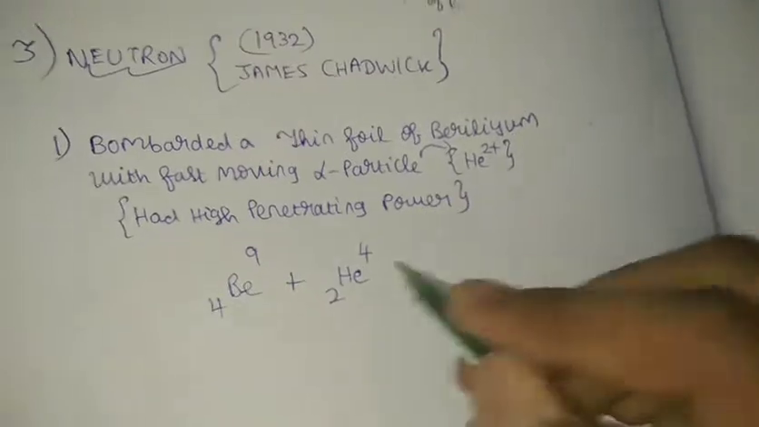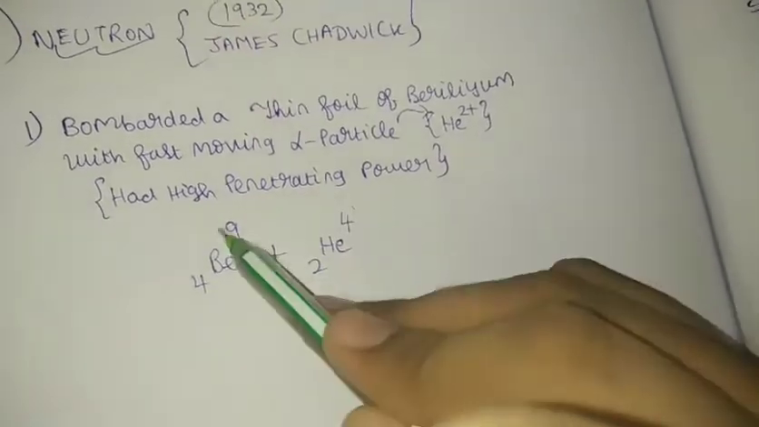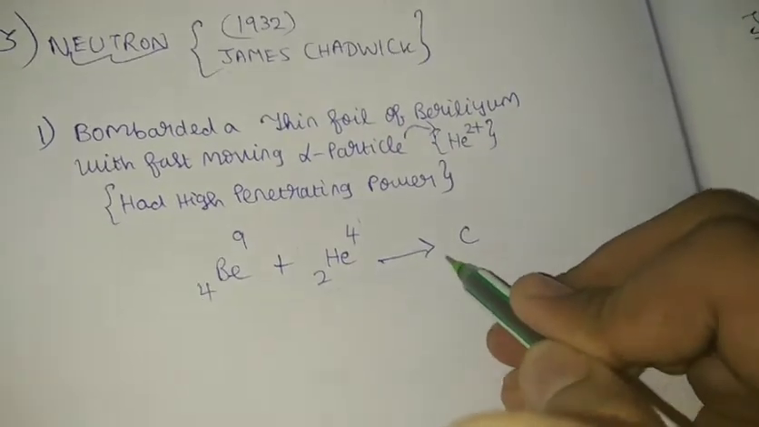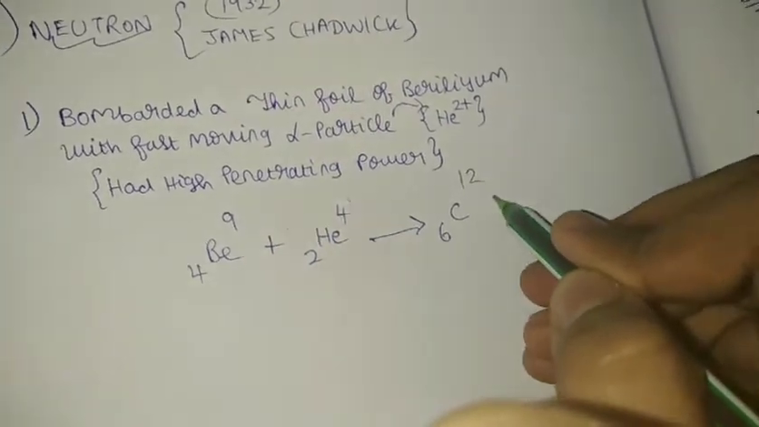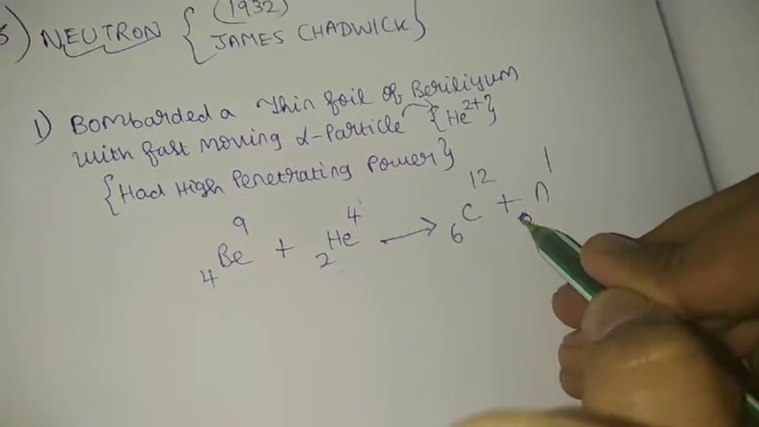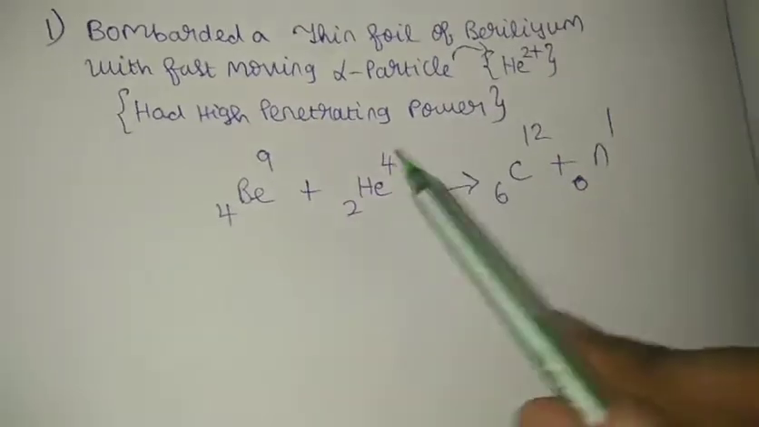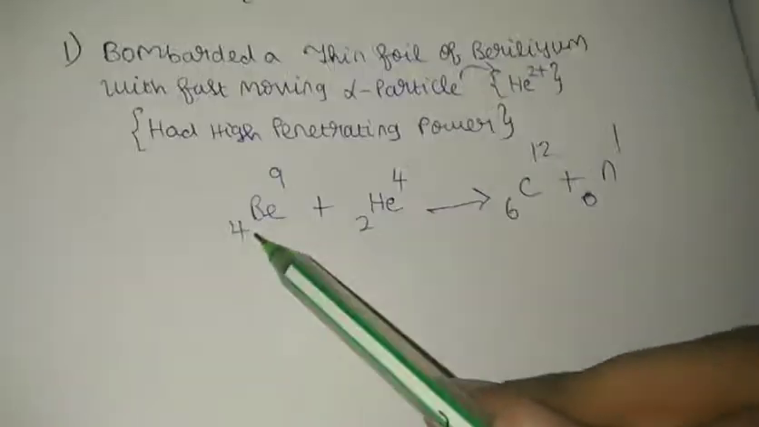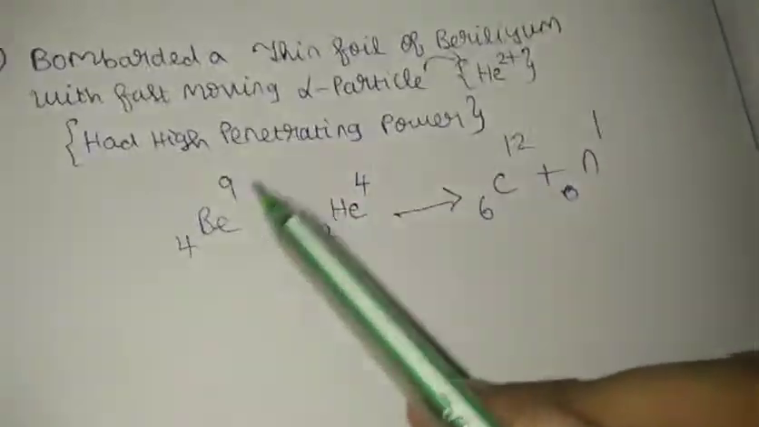He bombarded this alpha particle on the beryllium foil and got carbon-12 (atomic number 6) plus a neutron (mass number 1, atomic number 0). These kinds of reactions are called nuclear reactions. I'll just show how to balance this. It's actually balanced. The mass number remains the same on both sides: 9 plus 4 is 13, 12 plus 1 is 13. Similarly, the atomic number, which means the number of protons, also remains the same.